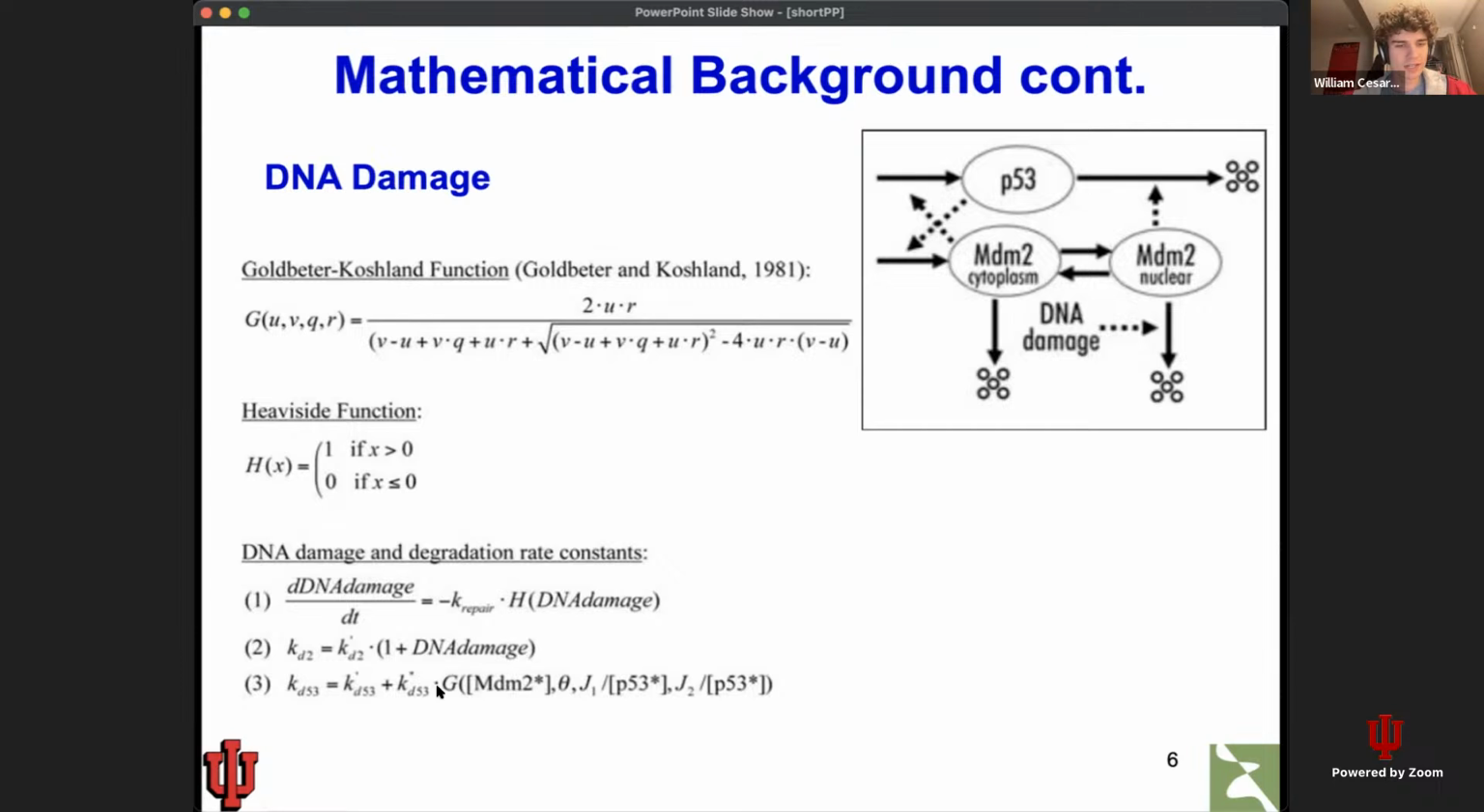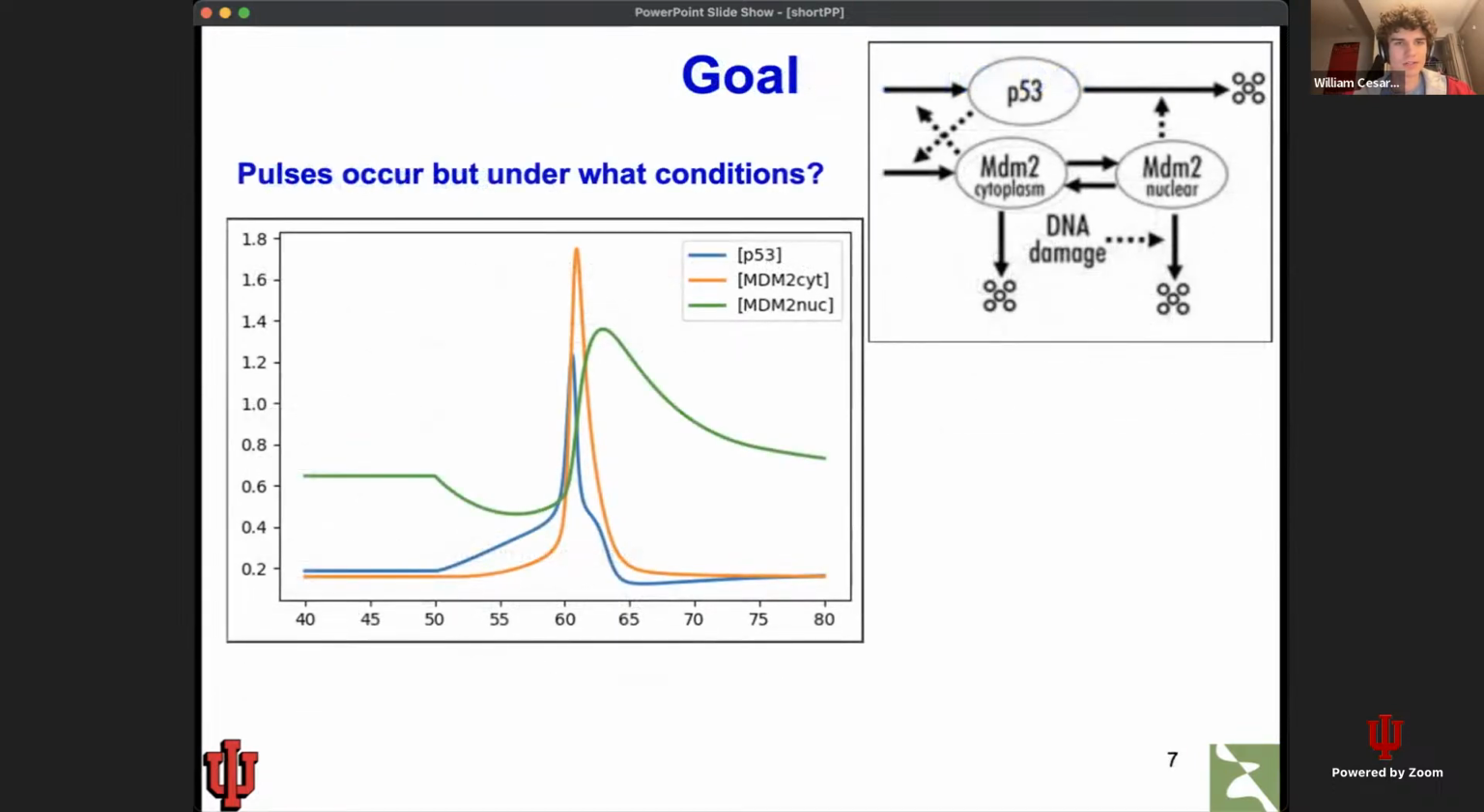I honestly don't fully understand this part, the Goldbeater-Koshland function. I just know that they use it to model oscillatory systems. So here's a little goal. My goal, the main goal, was to make a notebook that is educational, like I previously said.